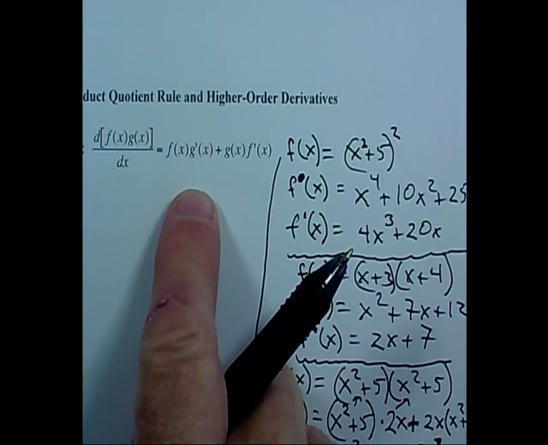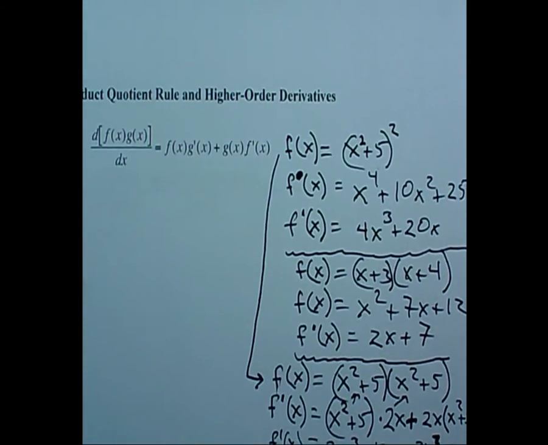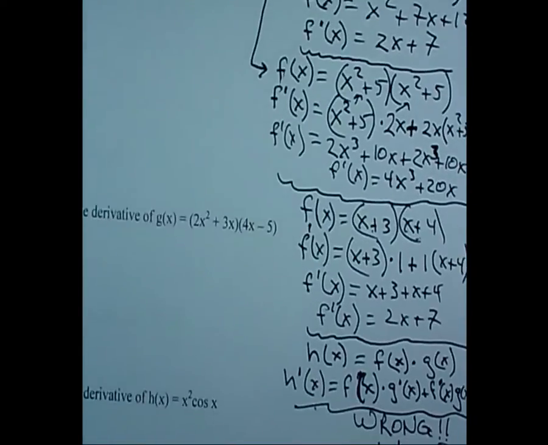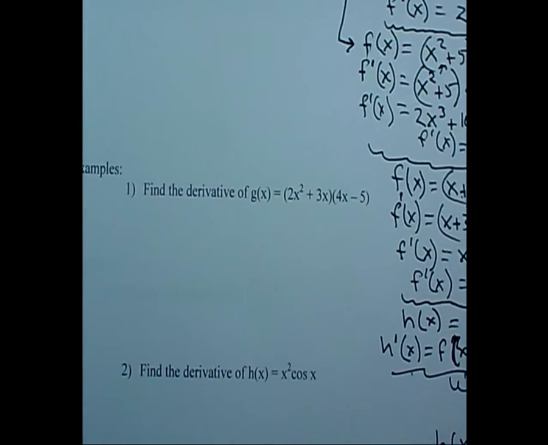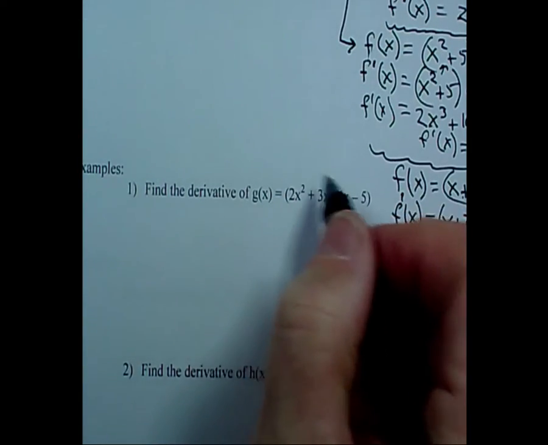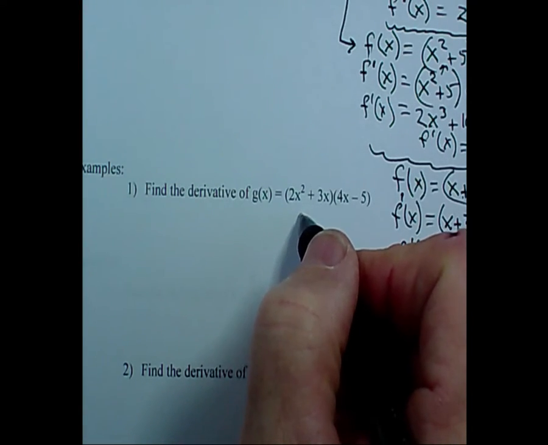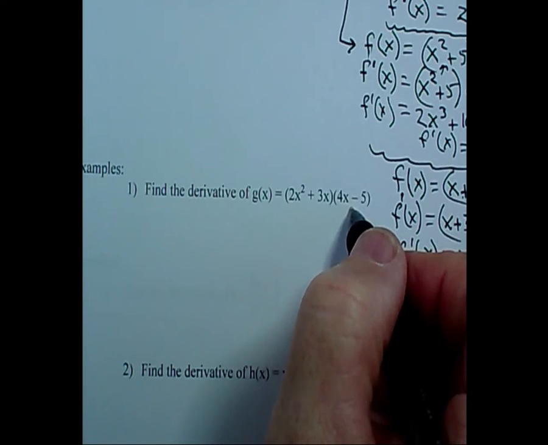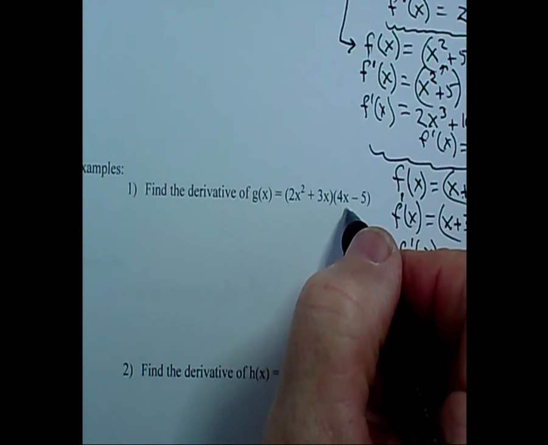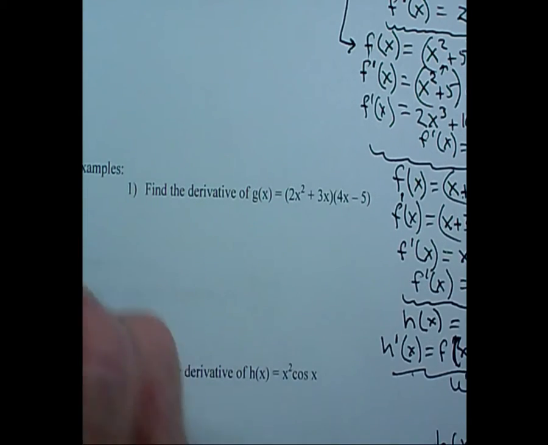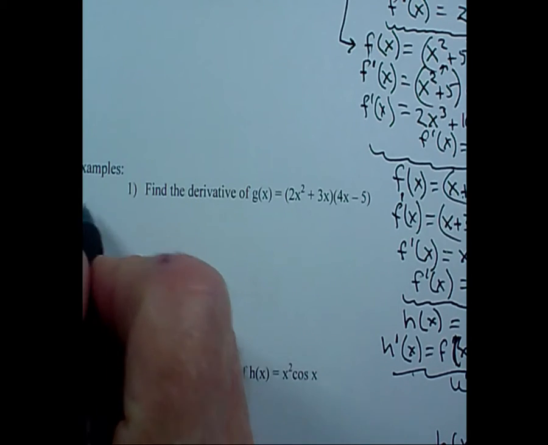Okay? All right, so let's look at the two that I give as examples. Here's one function. It's a quadratic, isn't it? It's in parentheses, isn't it? Here's another function. It's linear, isn't it? It's in parentheses. They're different. So I'm going to figure out g prime of x.